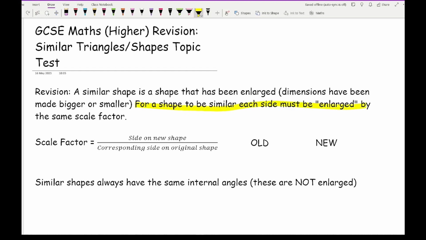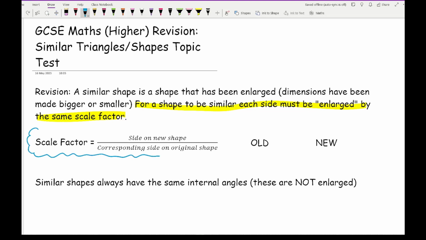The other thing is that when you're talking about enlarging a shape, you're not always going from a small shape to a big shape. You can be going from a big shape to a small shape. Now the scale factor is calculated in many different ways, and your teacher or websites and videos may go through different methods, but I found that the most efficient is picking a side on the new shape that you know the length of and dividing that by the corresponding side on the original shape, or the old shape. This will give you the scale factor.